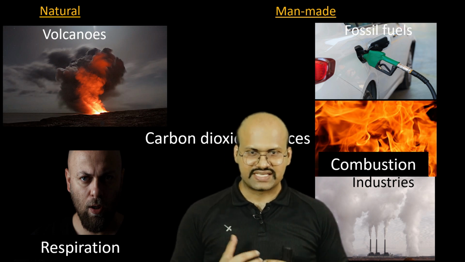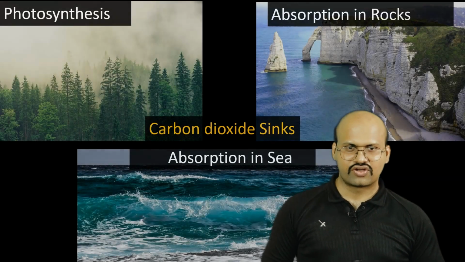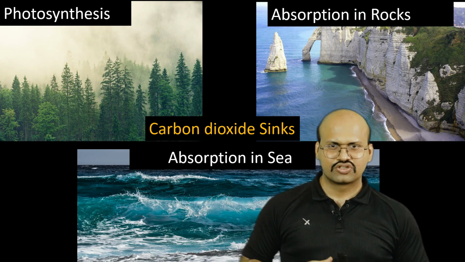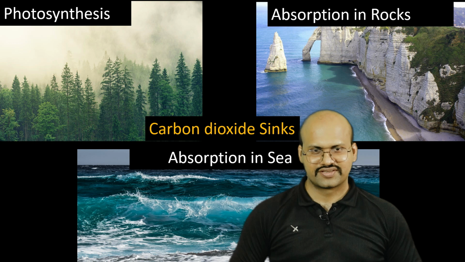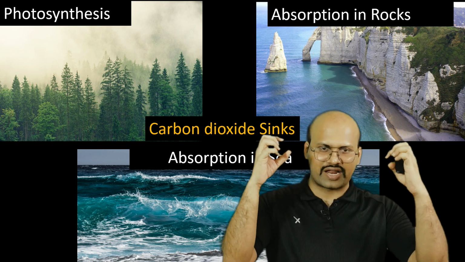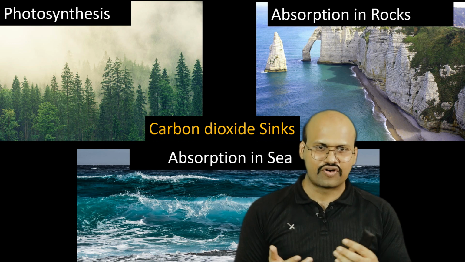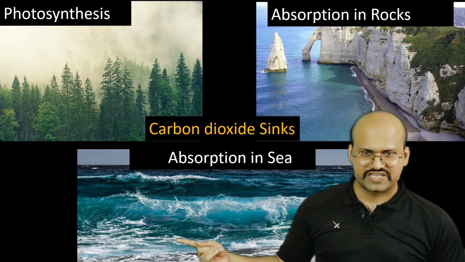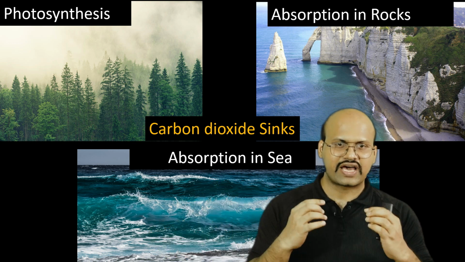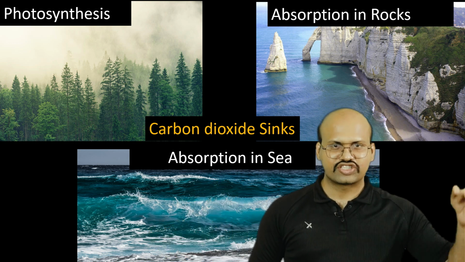Now what are the major sinks? That is, what are the processes or factors which absorb carbon dioxide from the atmosphere? So the first is the process of photosynthesis. We all know that plants, during the process of photosynthesis, take out carbon dioxide from the atmosphere, fix it and form food. Then absorption in sea. We know that acidification of the sea occurs. The sea absorbs carbon dioxide. Then there is absorption in rocks.